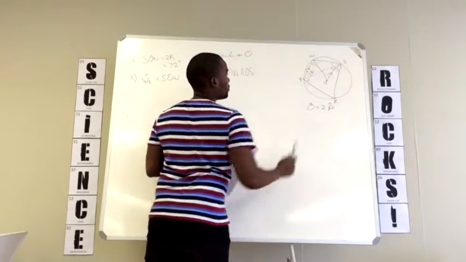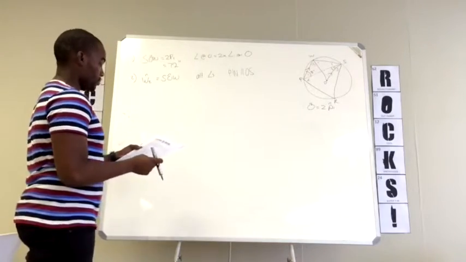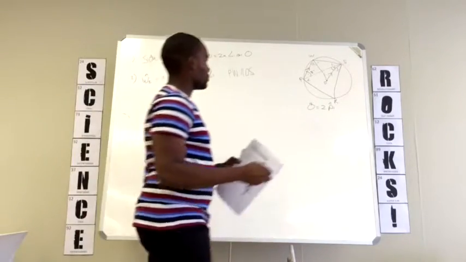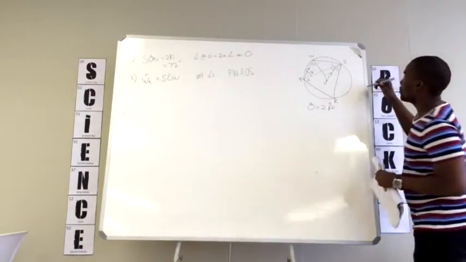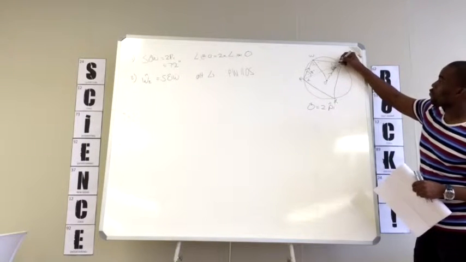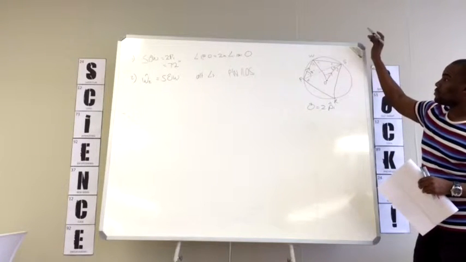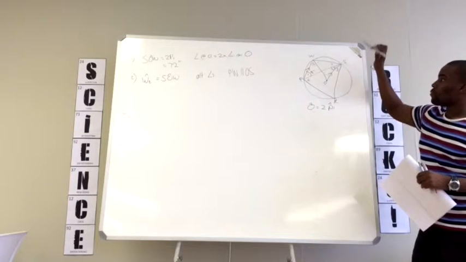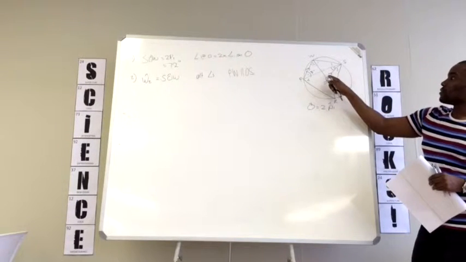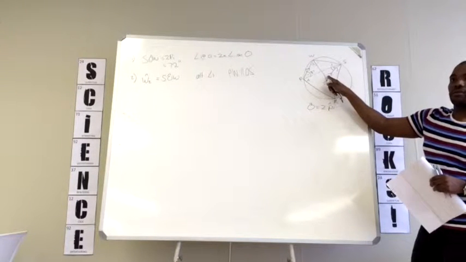OSW. How will we find OSW? This angle at S, S1 and S2. We know S2, you could say. We know what S2 is, right? 72 degrees. Yeah. Okay?